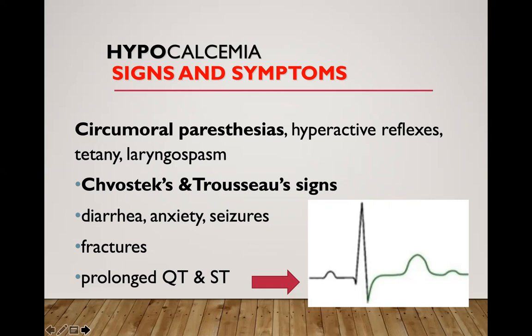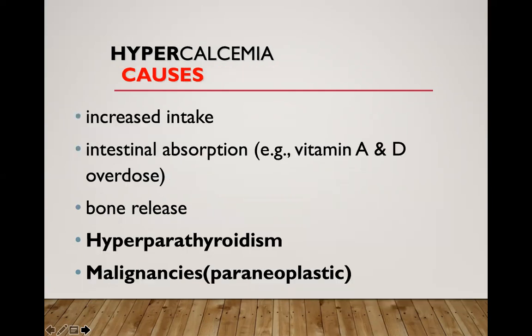Trousseau sign would be the cramps or spasm of the fingers if you try to occlude, or compress rather, the upper extremity, maybe from a tourniquet or a blood pressure cuff. Patients may also present with diarrhea, anxiety, seizures, and fractures as a result of the brittling of the bones as a result of a decrease in calcium. There will also be prolongation of the QT and the ST segments in the ECG.